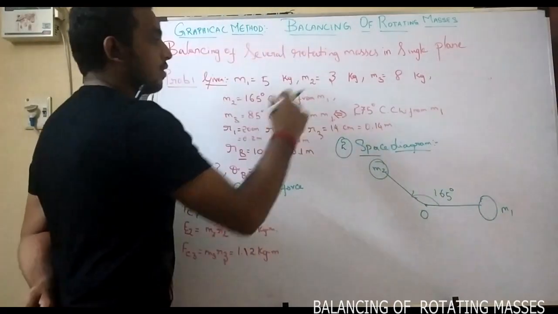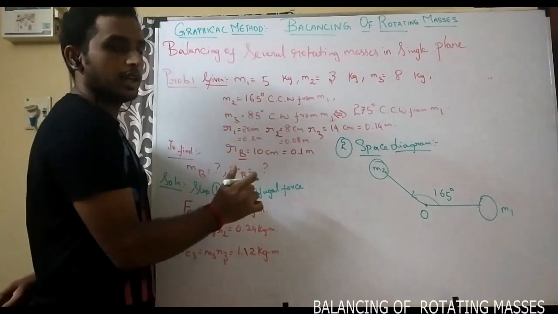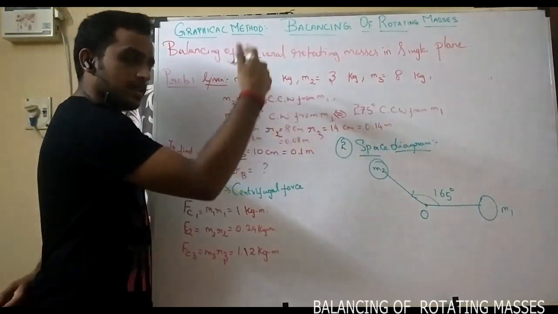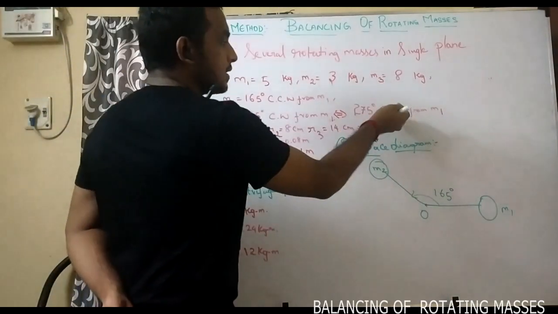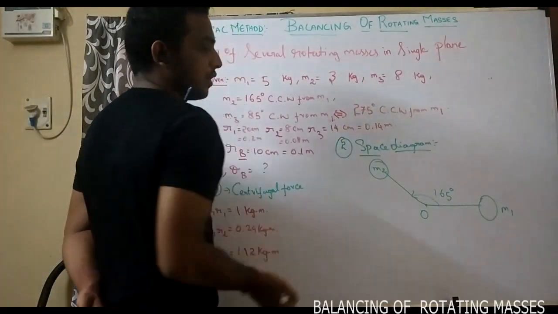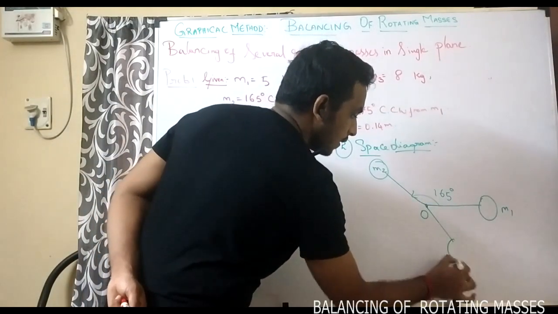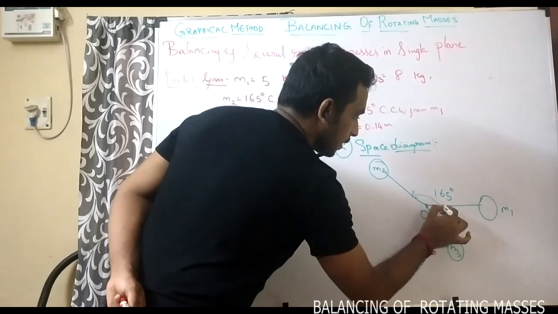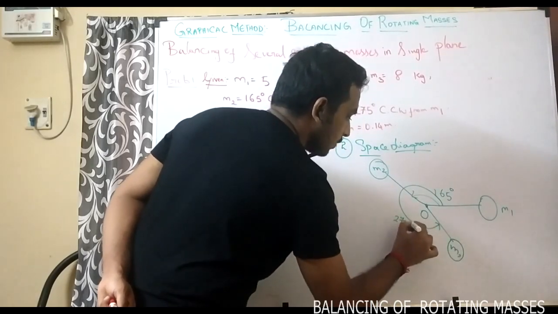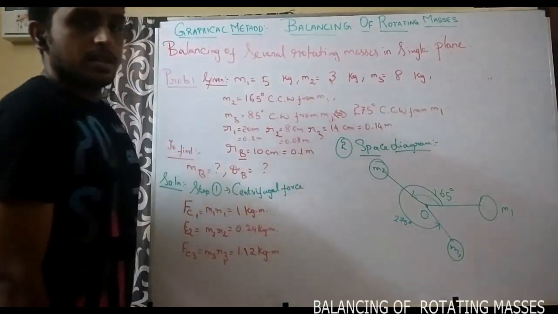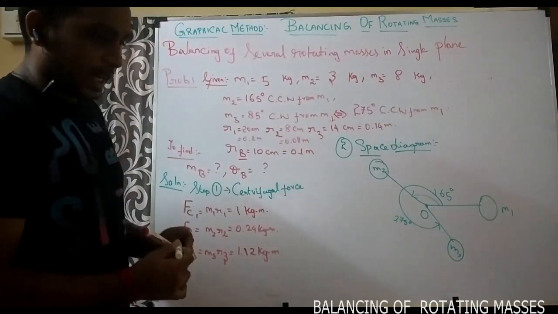And then from the given data of the problem, M3 is 85 degree clockwise from M1. I solved this problem in such a way that it is acting in the counterclockwise direction at 275 degree. So I am going to take my mass M3, which is acting counterclockwise with respect to M1 at 275 degree. That is with respect to the space diagram.